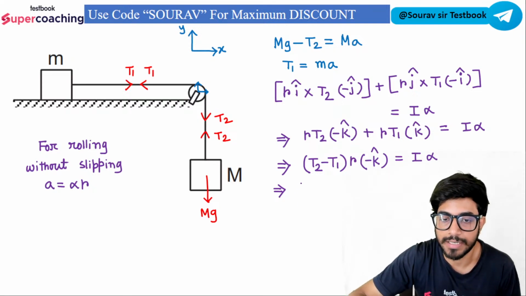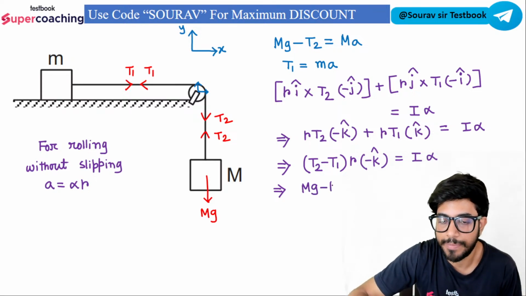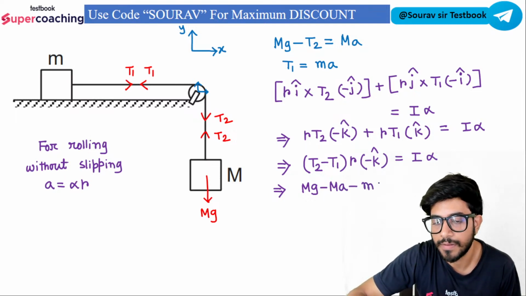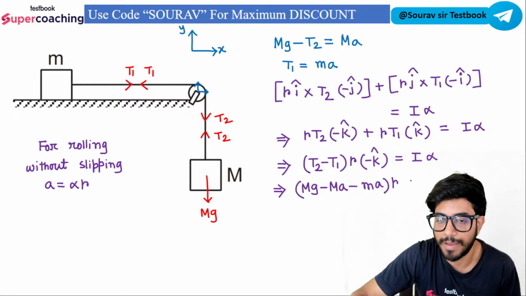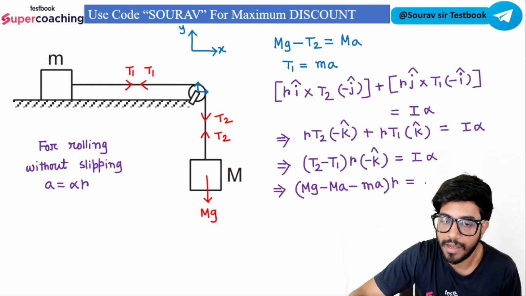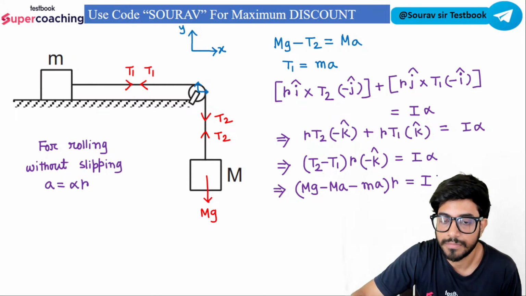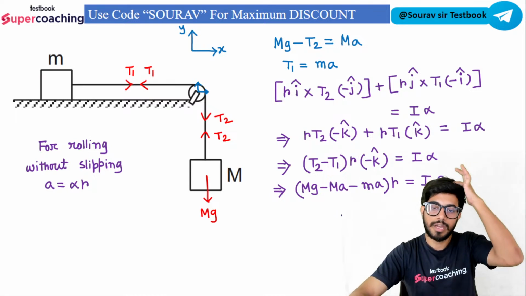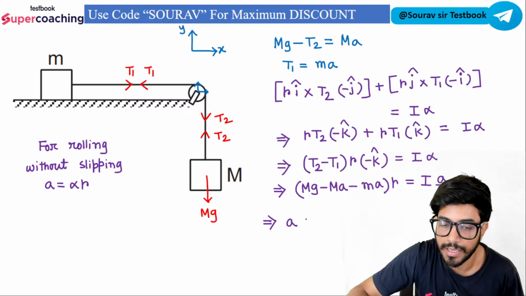T2 is equal to capital M into G minus A, or capital M G minus capital M A. This is my T2, negative of T1. T1 is small m A. I'm just talking about the magnitude, so direction I'm not considering now. I into alpha, where alpha can be written as A divided by R.